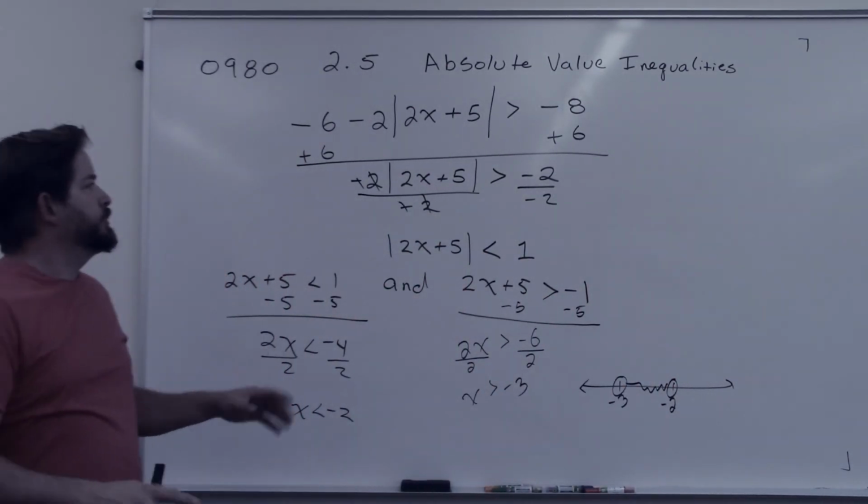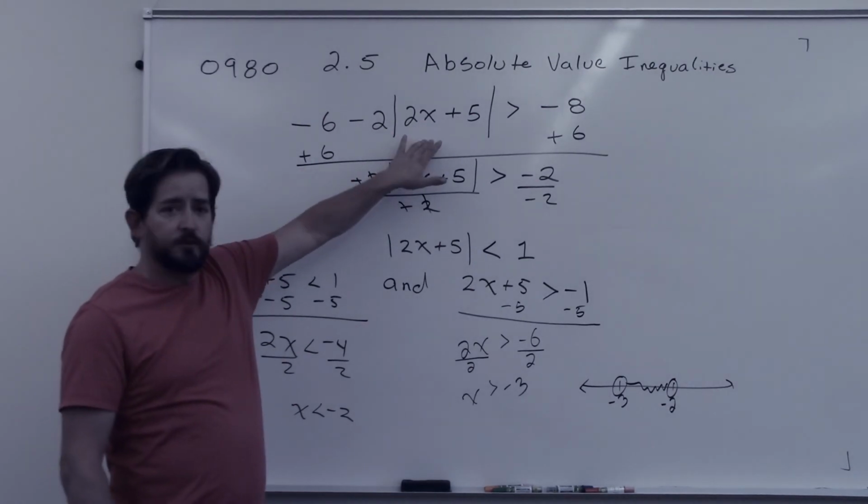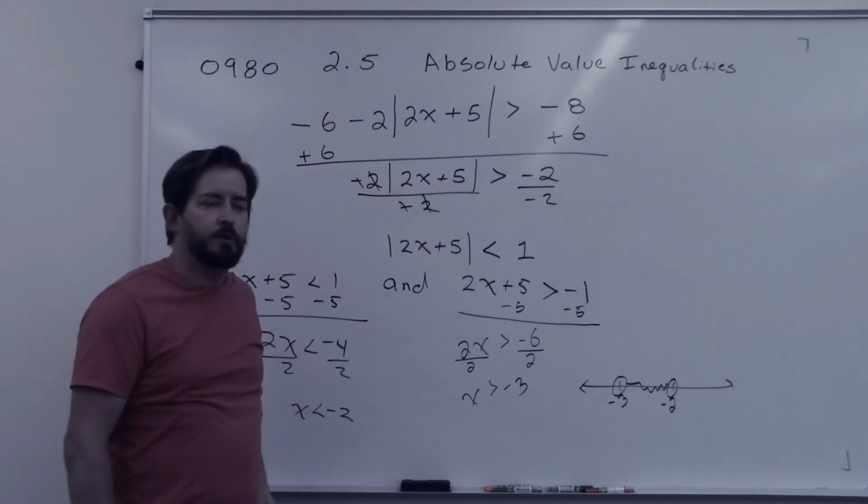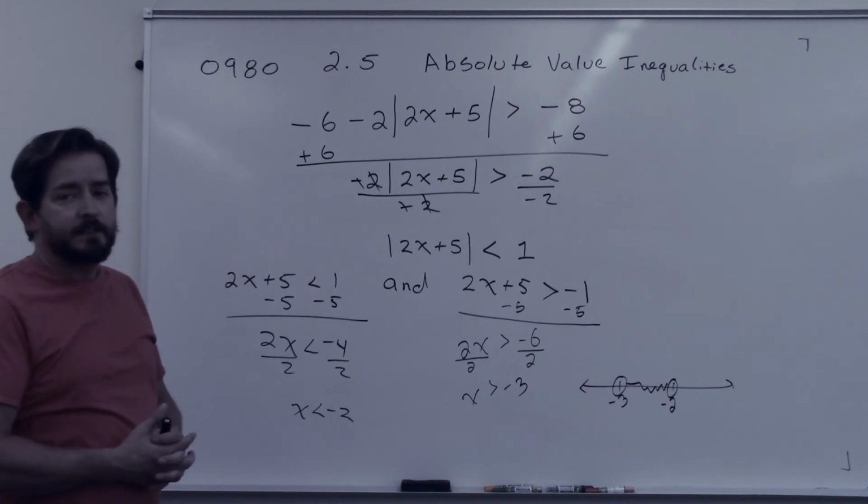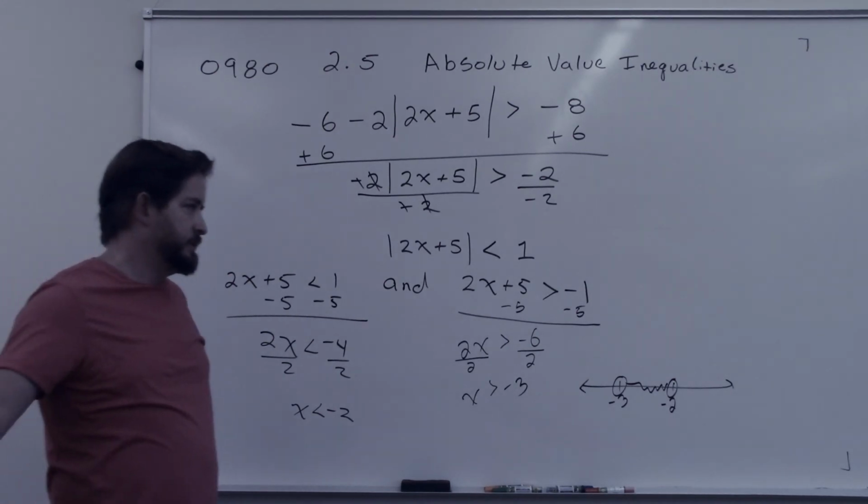So the key here up to this point is to isolate that absolute value expression and then break it into 2. But we'll see that that's not always possible. We'll look at this next example.